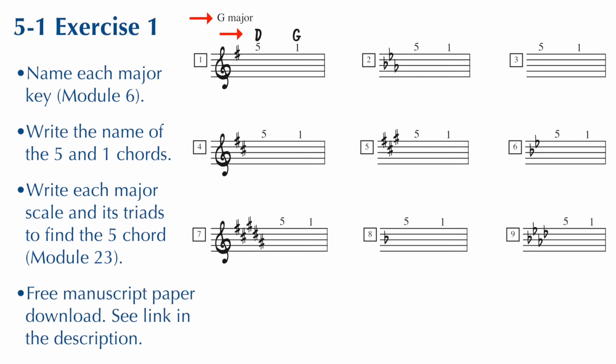If you have Guitar Theory Modules, you can write your answers right there in the book and check your work on page 219. If you don't have Guitar Theory Modules, you can write this out on a piece of paper. And whether you have my book or not, if you're going to be building out the scales and triads, you're going to need some manuscript paper, and I have some free manuscript paper you can download from my website. I'll leave a link for that in the description.